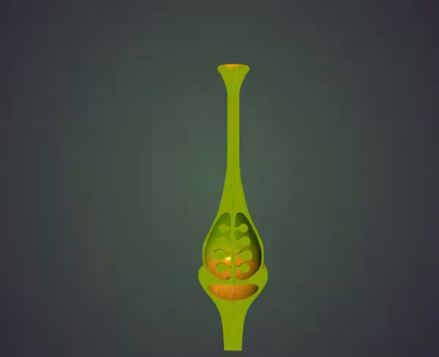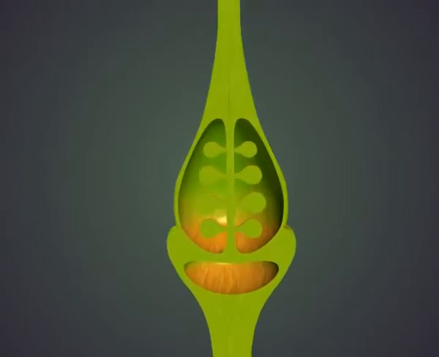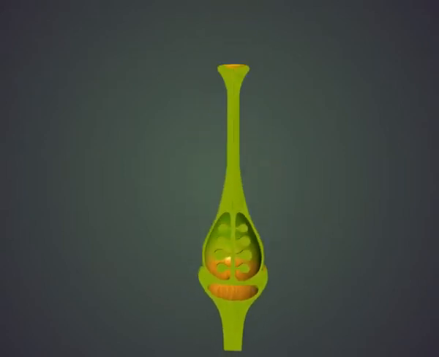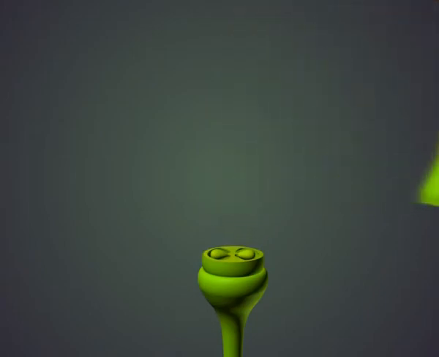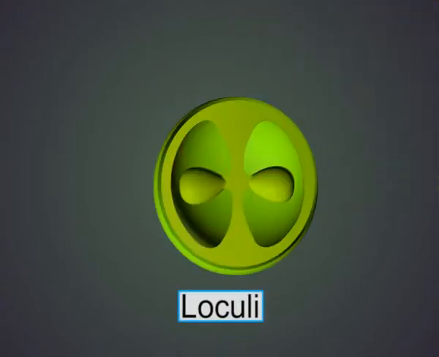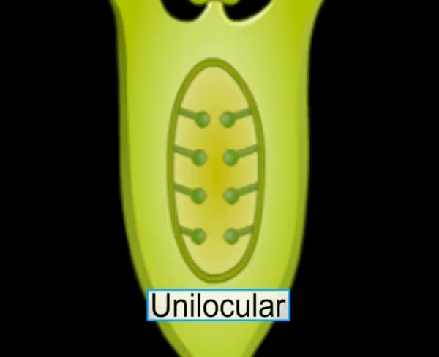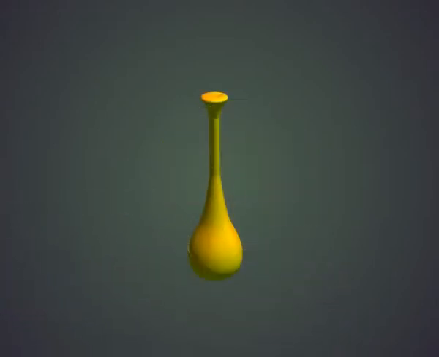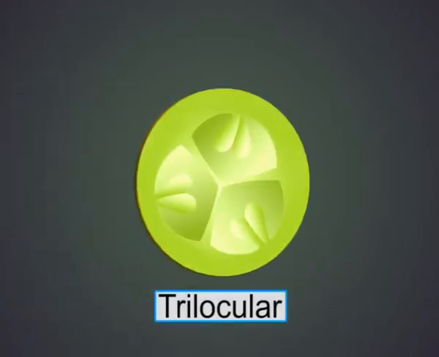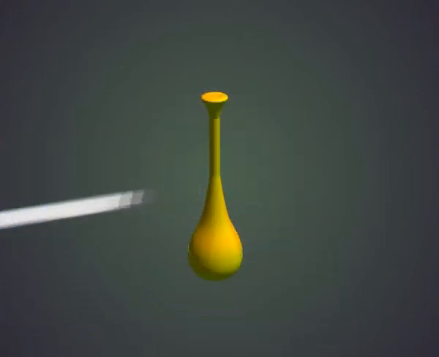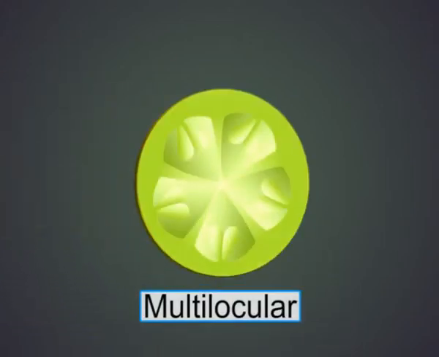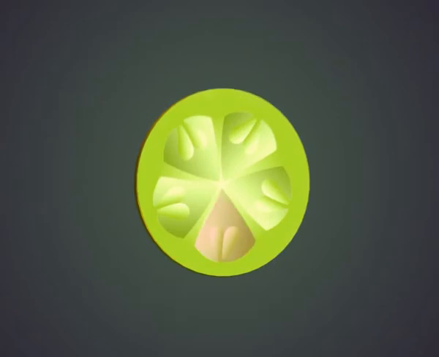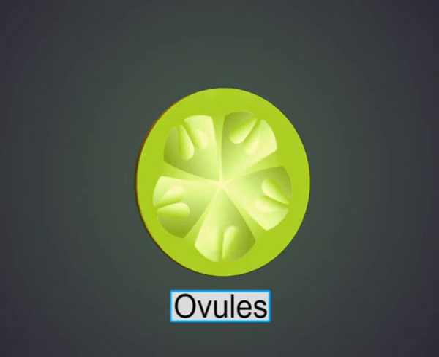The ovary is a basal, swollen portion of the pistil and contains one or more chambers or loculi, and accordingly the ovary is known as unilocular, bilocular, trilocular or multilocular. These loculi contain one or more ovules.